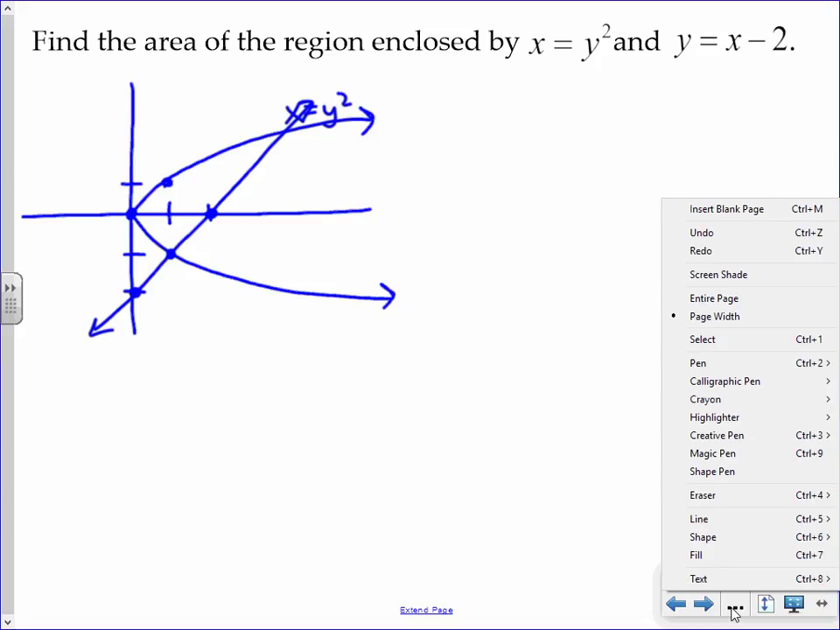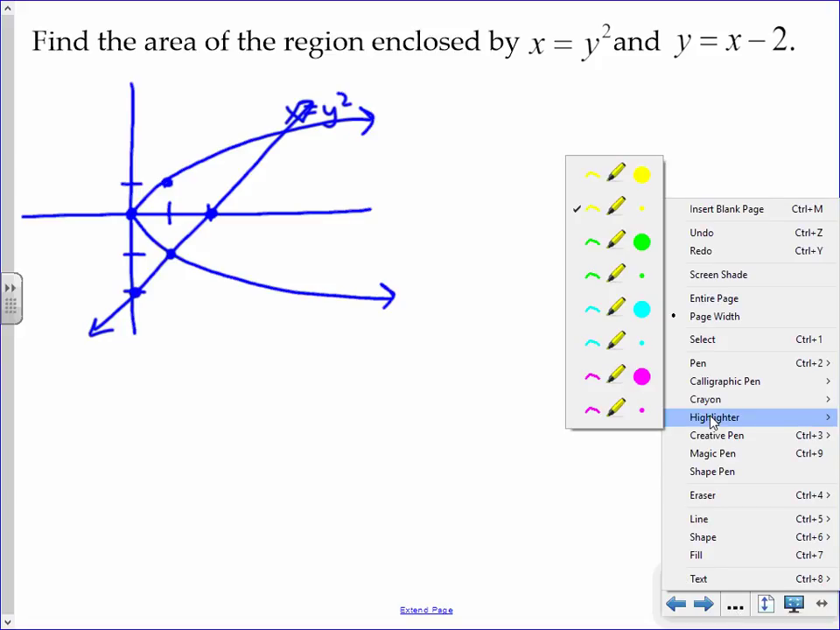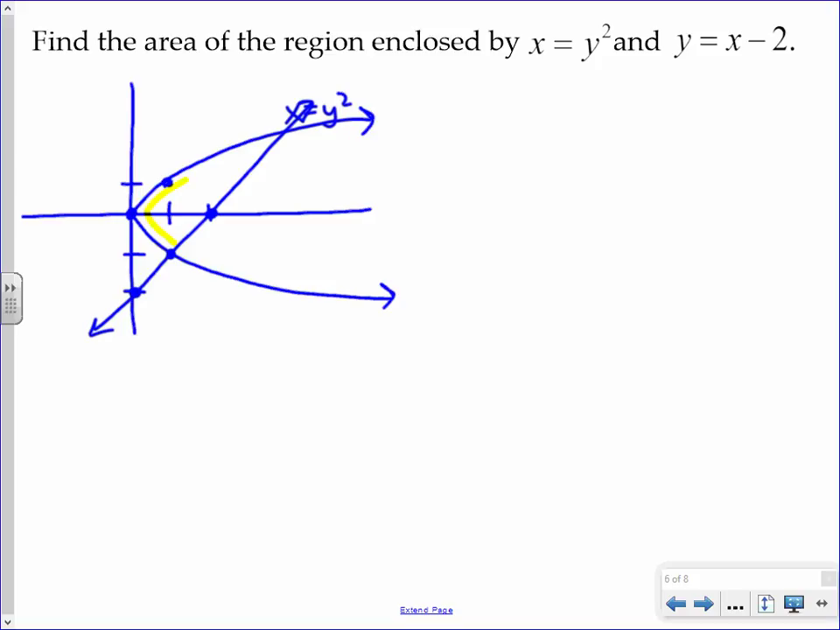So our region is this one right here. Now here's the problem. Our parabola is written as a function of y and not as a function of x, right? If we're going to integrate with respect to x, we need these to be functions of x. So if we take x equals y squared and we solve for y, what do we get?